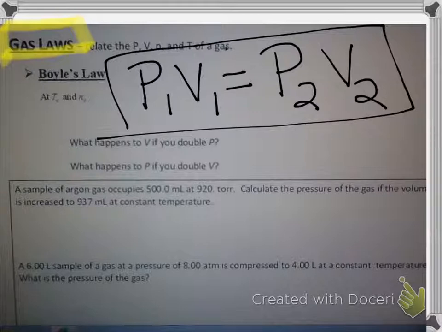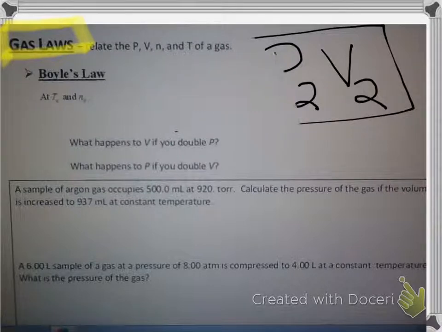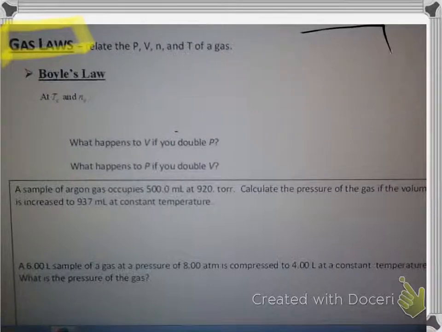Calculate the pressure of the gas if the volume is increased to 937 milliliters at constant temperature. Okay, now, what do I do when I read these word problems? Do you remember I always reread them? The first time I read them, it's just kind of for a formal exercise. But when I go back, I'm always going to read the problem again.